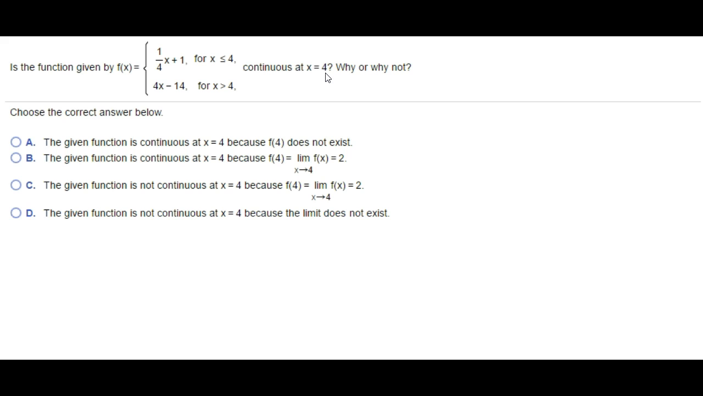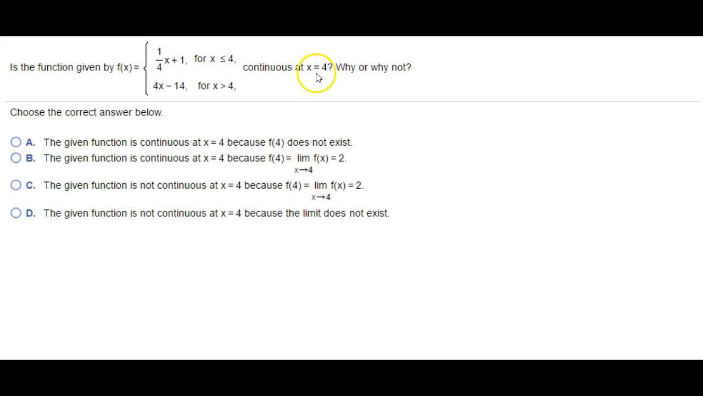First, we need to check the limit. If we're approaching x equals 4 from the left, it means we're using values of x less than or equal to 4. The top piece will apply when we're approaching from the left. If we were to put 4 in here, we would get 1/4 of 4 is 1, plus 1 is 2. So the limit approaching from the left is 2.